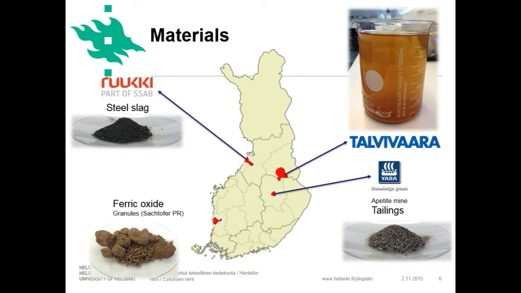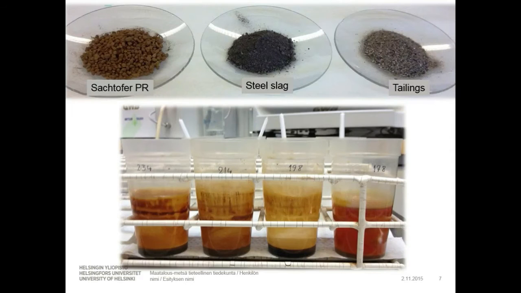Sulfate PR is a byproduct of Sachtleben Pigments Company, Pori, Finland. The company produces titanium oxide as the main product. Major components of the sulfate PR are gypsum, ferric hydroxide, and magnesium sulfate. Its use as sorbent for phosphorus in runoff water has been studied.